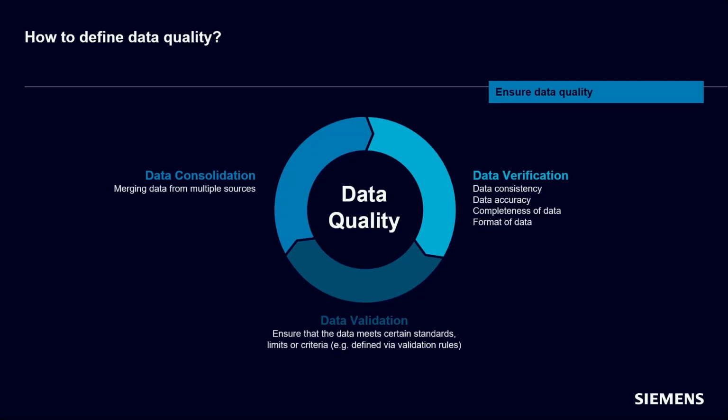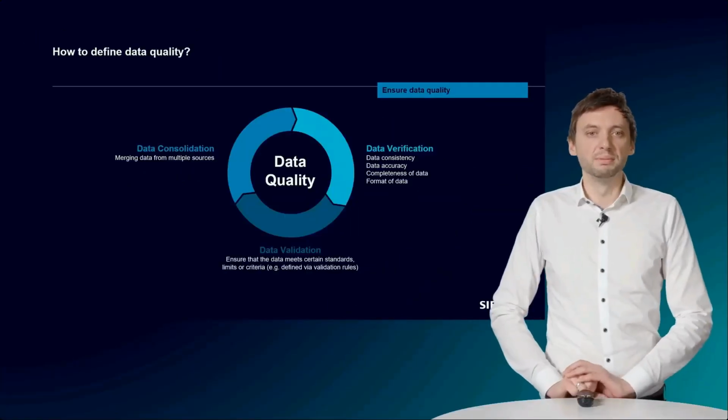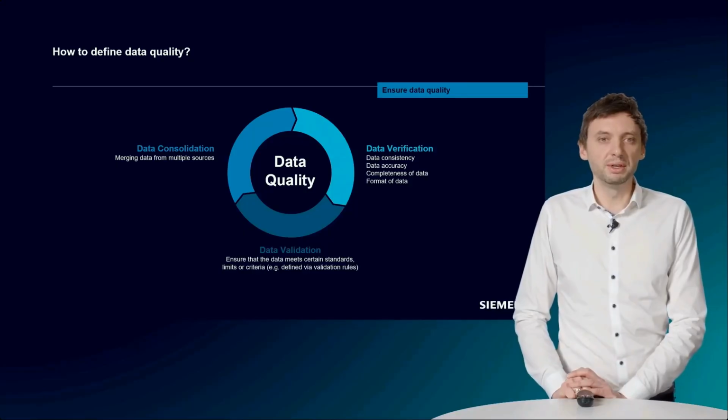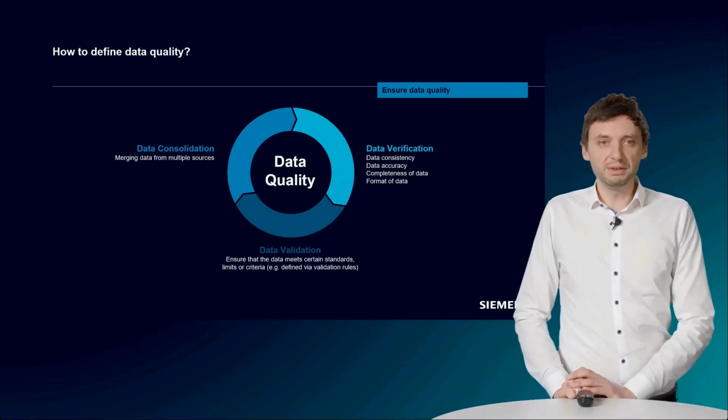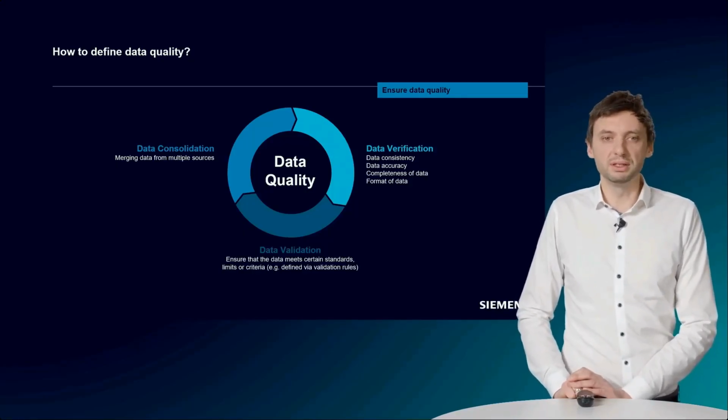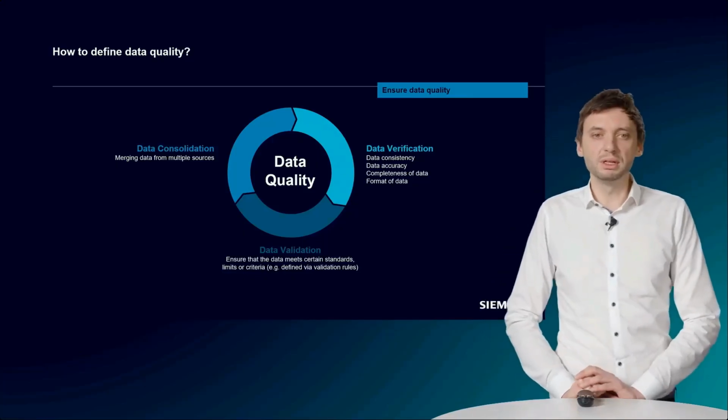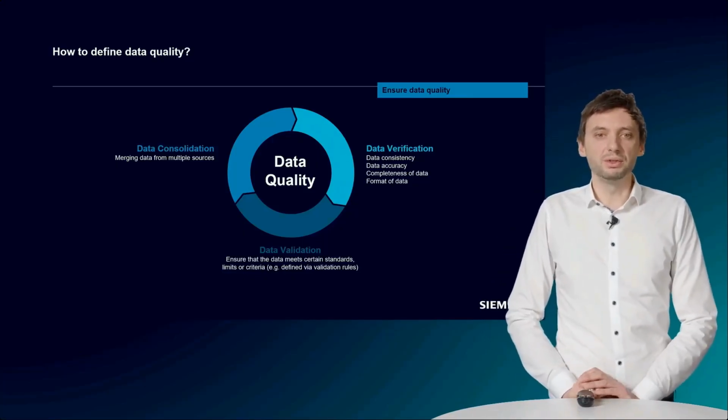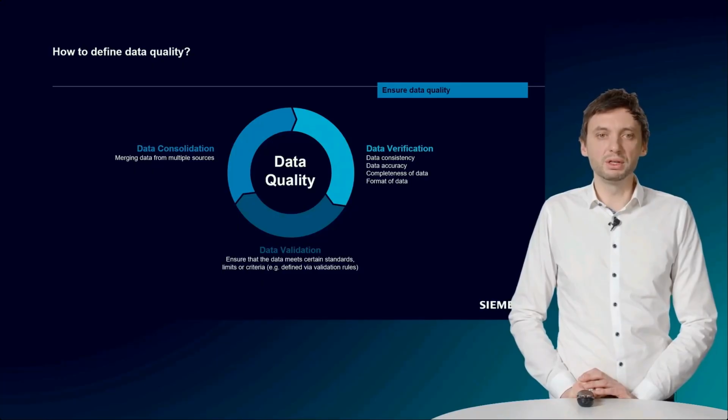On the other side, the second part is the data validation. You need to ensure that all the data you are using is meeting certain standards, limits or criteria, for example, via some defined validation rules. And as a third step, the data consolidation. Every time you are mapping new data into your grid model, you are adding new uncertainties to your data model, which then need to be checked once more.